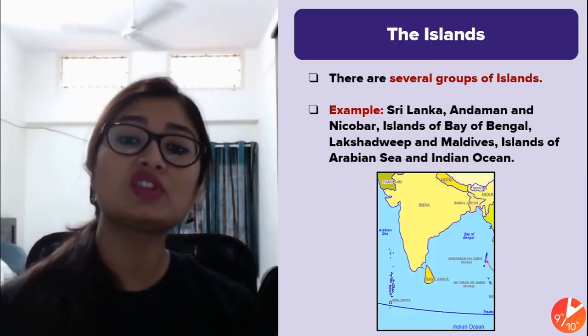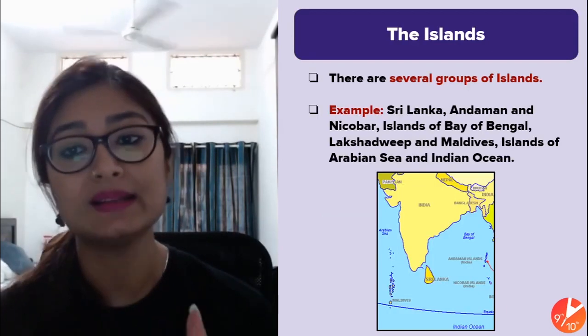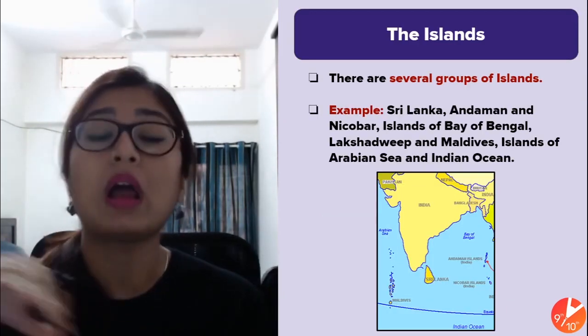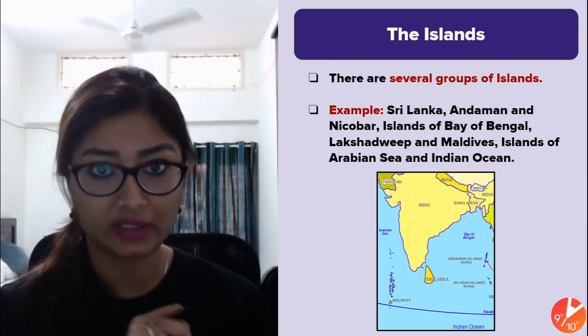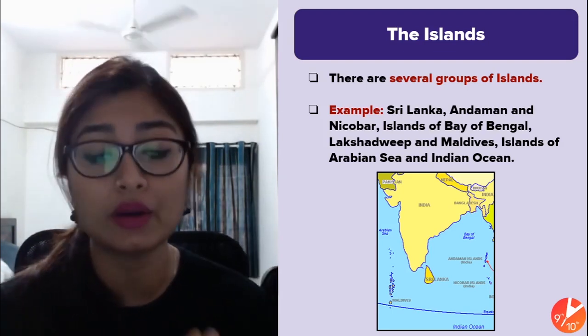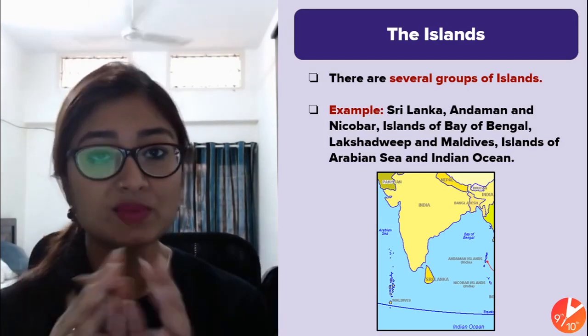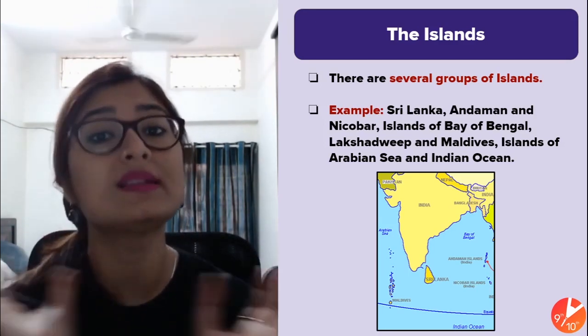Then the next feature is the islands. Now what are islands? India has several groups of islands spread around, which fall under the region of the country. But what are islands? Islands are basically land masses which are surrounded by water on all sides.